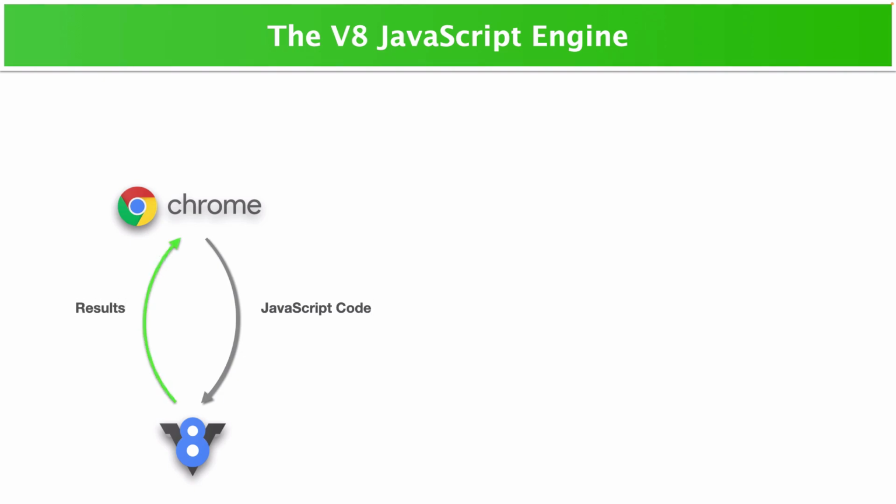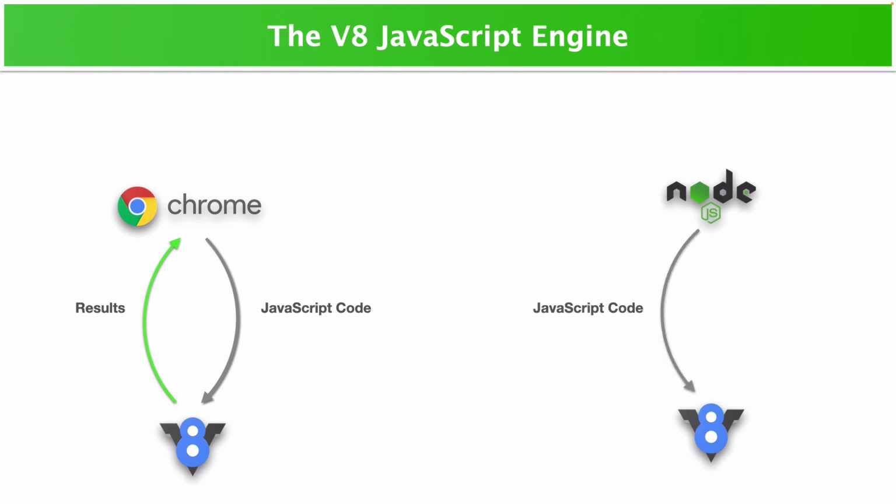Now the same exact thing is true with Node. Node does not know how to run JavaScript code. It also uses that V8 engine. So when Node needs to run a script, it passes that script down to V8 and it gets those results back. Now I mentioned that V8 is written in C++, and I also mentioned that both Chrome and Node are largely written in C++, and once again that's no coincidence.